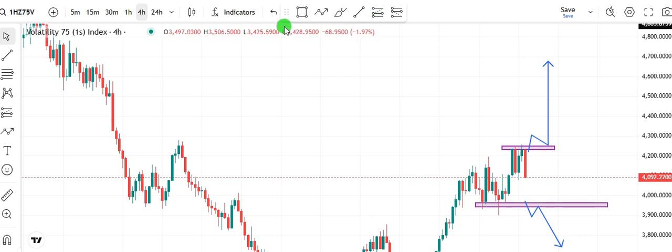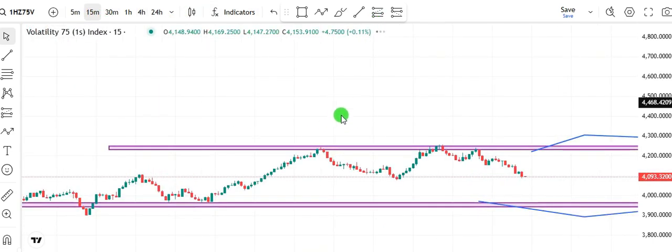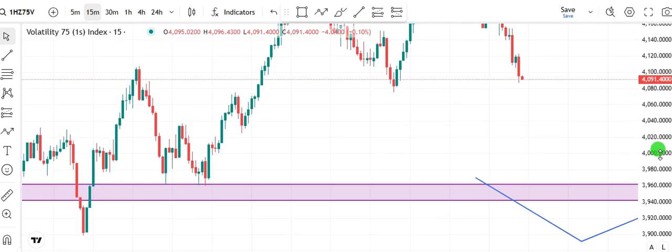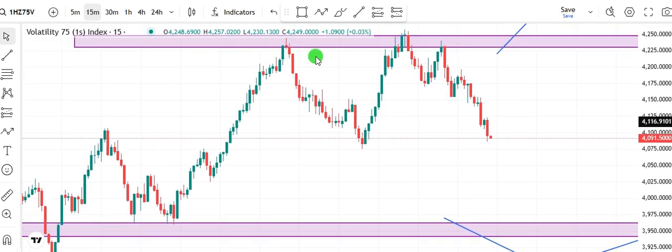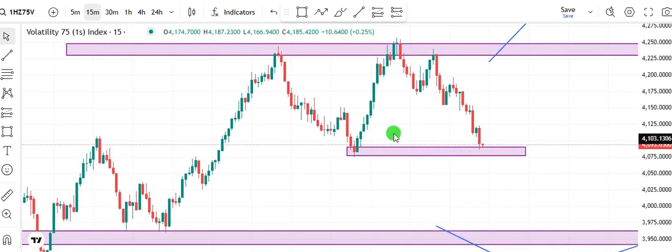But if you want to scalp the market, you go to the 15 minutes chart to see our internal structures, maybe a series of higher highs and higher lows. Currently I can see an internal low around this level where the market is currently reacting. So let's see what really happens around there.